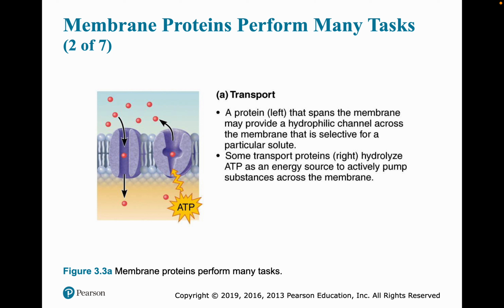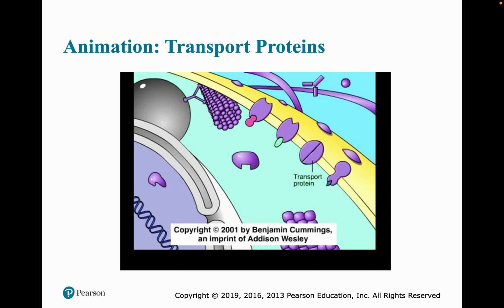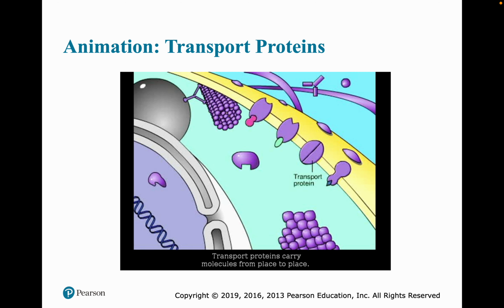Transport proteins allow things to move from one side of the membrane to the other. Some of them use ATP as an energy source, others do not. Transport proteins carry molecules from place to place. The example shown here allows certain solute molecules to enter the cell. Hemoglobin is the transport protein that carries oxygen in the blood.